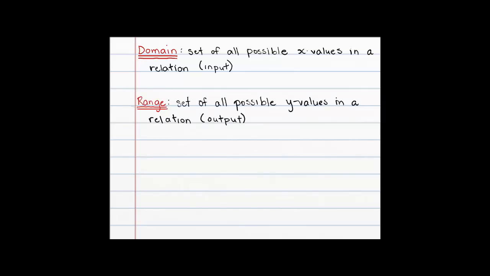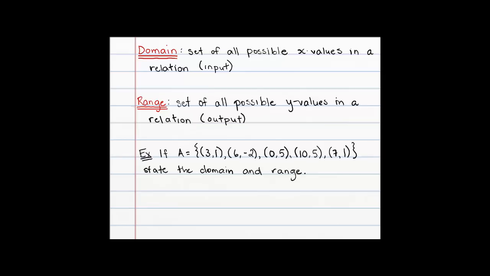Similarly, we said that ordered pairs have x values as well as y values. So the range is the set of all the possible y values in a relation. We also call those the output. Let's look at an example. If I have this set of ordered pairs, (3, 1), (6, -2), (0, 5), (10, 5), (7, 1), we want to state the domain and range.